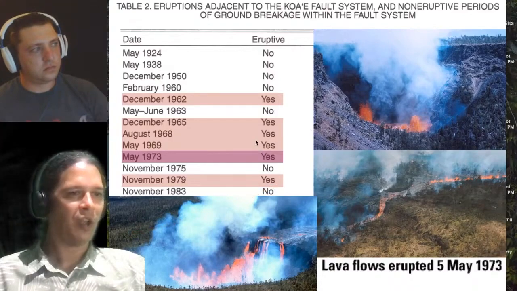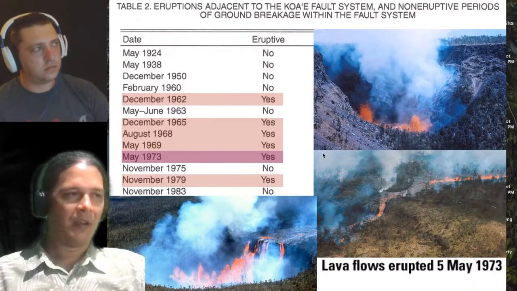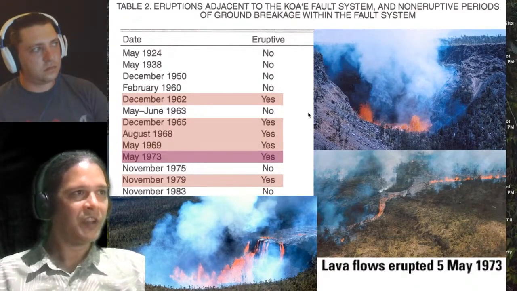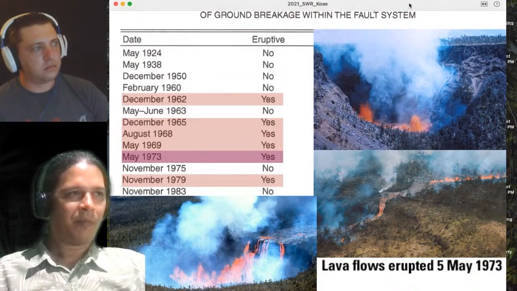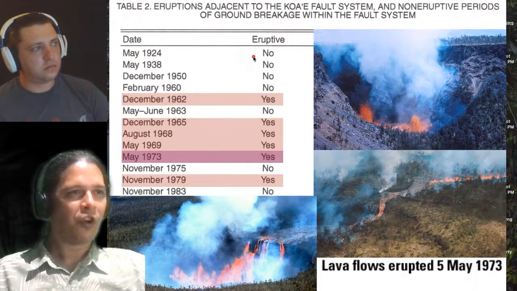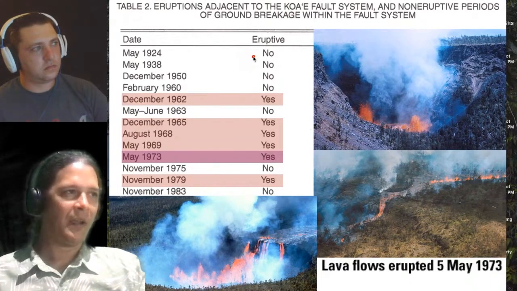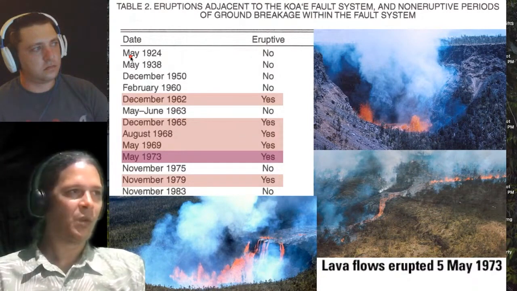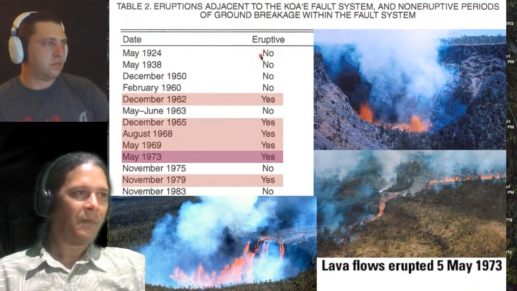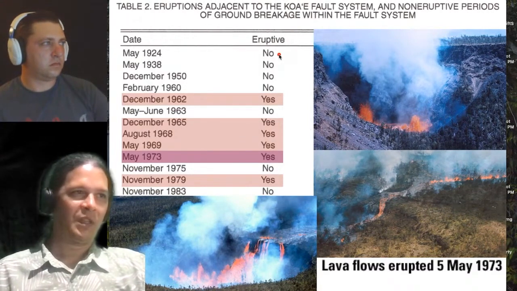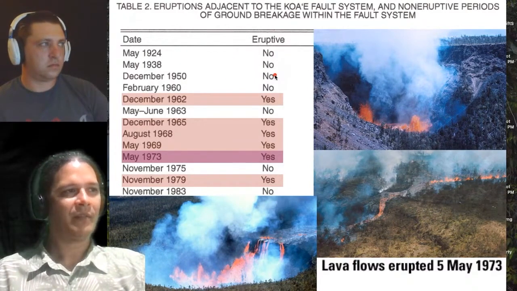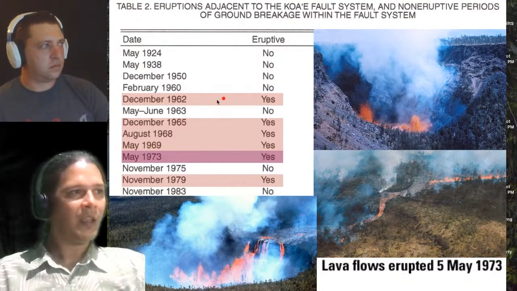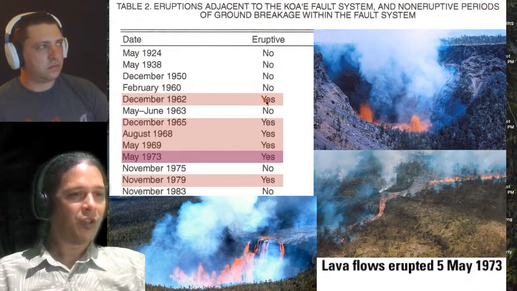But first, we're going to focus on the Kauai itself, and here are eruptions adjacent to the Kauai fault system and uneruptive periods, but all of them have shown cracks, ground breakage within the Kauai. So you can see even East Rift Zone events, 24 did erupt in the Kauai, or even down in the lower East Rift, but it cracked the Kauai. Cracked in 38 without erupting, cracked in 1950 without erupting, cracked in 1960 without erupting. 62, there was an eruption nearby, also cracked.